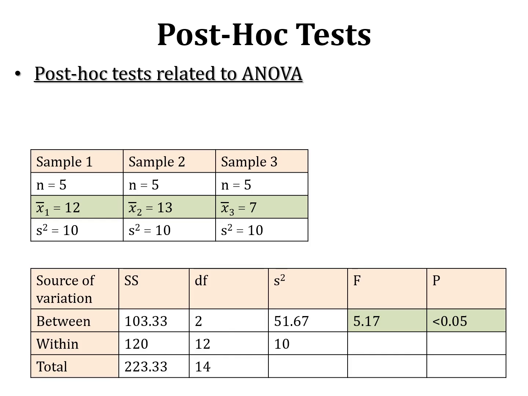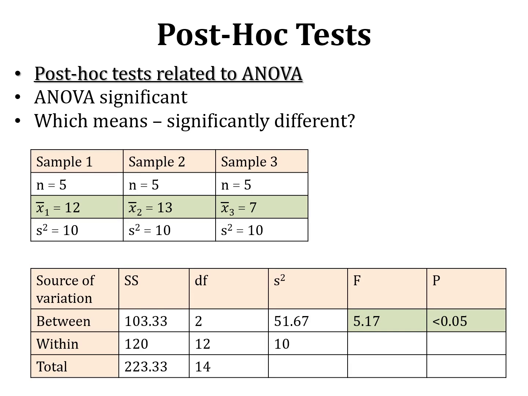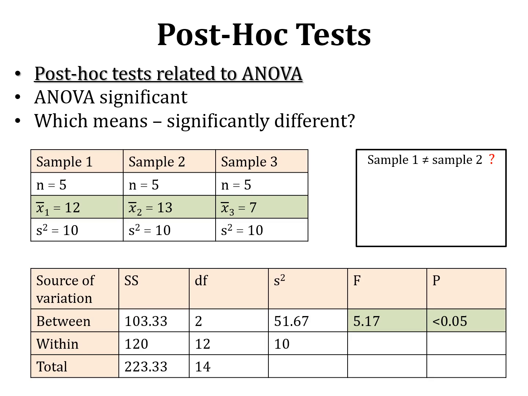And when ANOVA was performed on this experiment, we found that the ANOVA is significant, right? So the ANOVA analysis revealed that there is a significant difference in the means. But now the question is, which means are significantly different? Because when we look at these sample means, we can see that samples 1 and 2 are not that much different from each other, but sample number 3 is quite different from both sample number 1 and sample number 2. So we need to figure out: is the difference between sample 1 and sample 2 significant? Is the difference between sample 1 and sample 3 significant? Or is the difference between sample 2 and 3 significant, right?